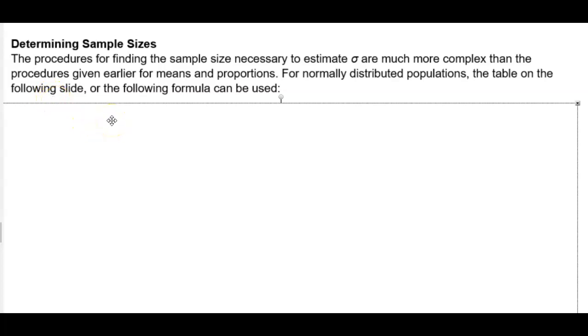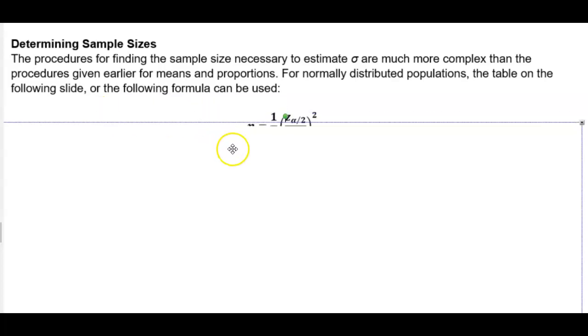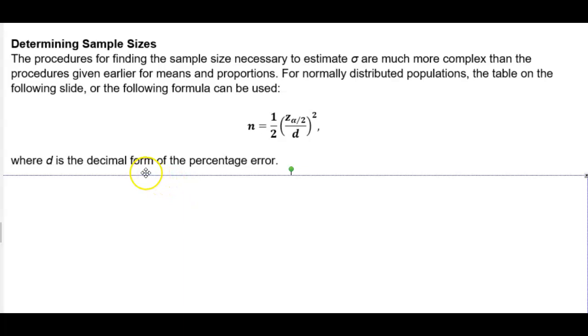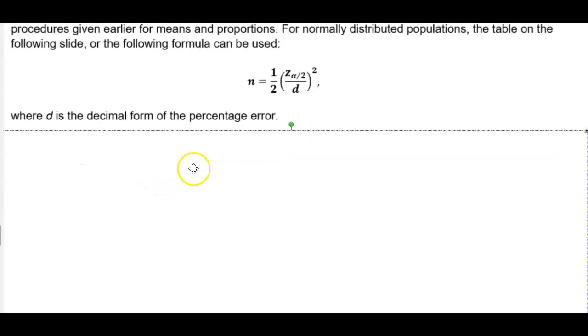Determining sample sizes. The procedures for finding the sample size necessary to estimate the population standard deviation are much more complex than the procedures given earlier for means and proportions. For normally distributed populations, the following formula can be used: n equals 1/2 times the critical z-value over d squared, where d is the decimal form of the percentage error.